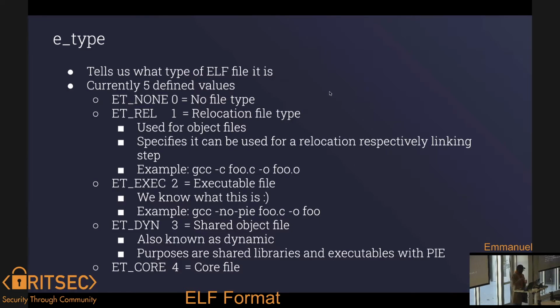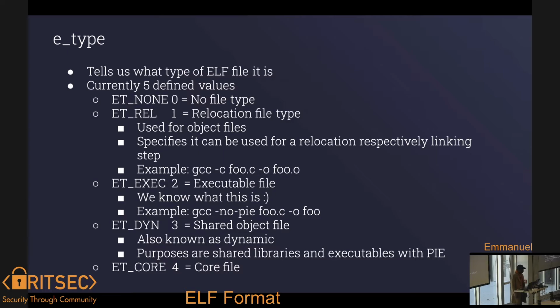0 is just no file type. I've actually never seen this before, but 0 means no file type. If it's set to 1, it's a relocatable file type, and this is used for object files. It just specifies if there's a need for relocation during the linking stage. An example of that on the command line is gcc -c foo.c -o output file. So object file, indicated by the -c.